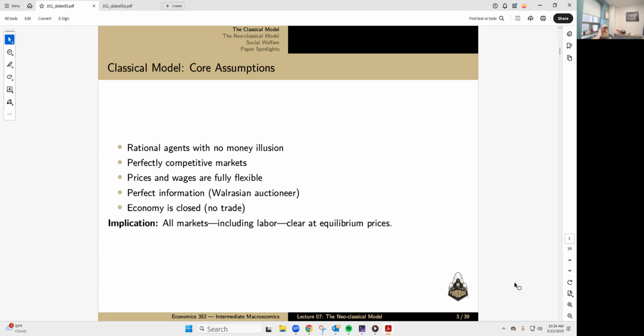The key insight, I think, of the classical model, and also the neoclassical model, is that prices and wages are flexible. What this means, relating to ideas that we've talked about before, is that the markets are going to clear. Goods markets are going to clear, capital markets are going to clear, labor markets are going to clear, and that flexibility in prices and wages is especially important when we start thinking about the economy in the short run versus long run.